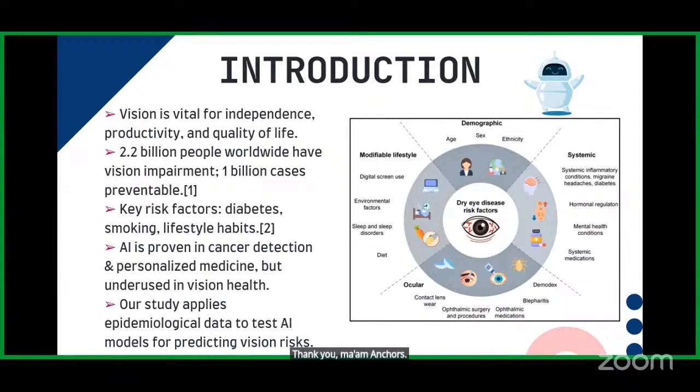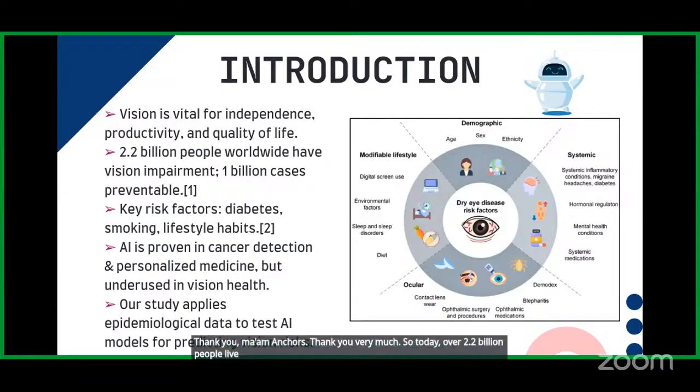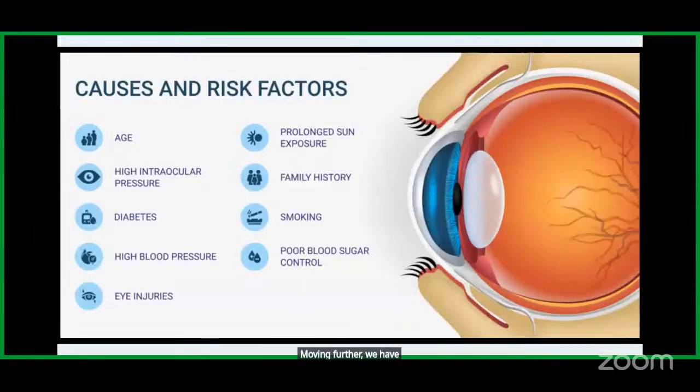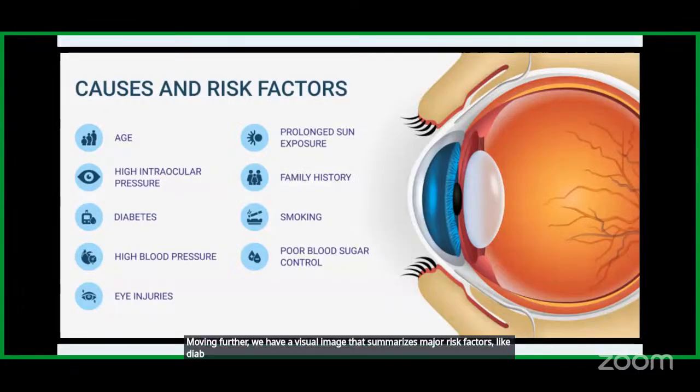Okay. So today, over 2.2 billion people live with vision problems, and at least a billion cases could have been prevented. Risk factors like diabetes, smoking, and lifestyle are well known, but underused in prediction. Moving further, we have a visual image that summarizes major risk factors like diabetes, smoking, age, and lifestyle. These are the variables we considered.